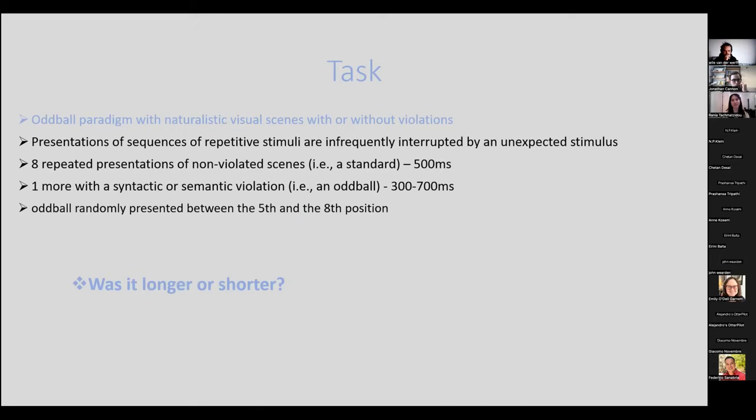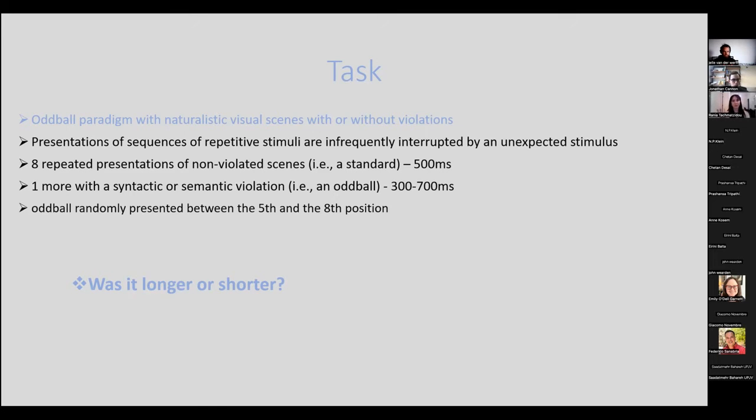For our first and second experiment, actually, we utilized an oddball paradigm along with naturalistic visual scenes with or without violation. So we had a stream of 9 images. 8 of them were no violation images, and they were identical, and they had the same duration. And one of them was the oddball, let's say. So the oddball was a different image, an image with a semantic or a syntactic violation. And the duration of the oddball was different and was between 300 and 700 milliseconds. So it was fluctuating. And in this stream, the oddball could be found between the 5th and the 8th position.